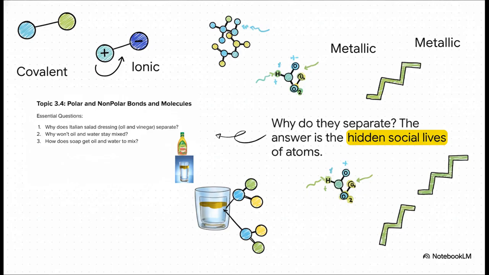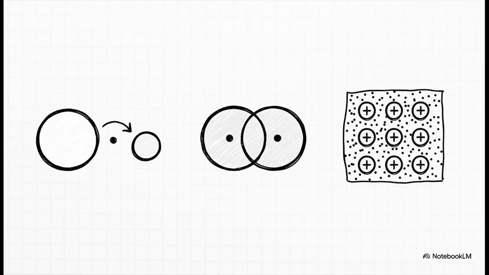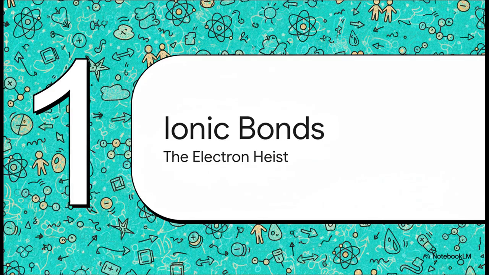It all comes down to the tiny electrons and how different atoms decide to handle them when they form relationships. And it turns out, atoms basically have three main relationship strategies. Think of it like this. They can either give and take, kind of like a heist, they can share, or they can just throw all their stuff together and live in a big commune. And each of these strategies creates a totally different kind of bond, with completely different results for us in the real world. Okay, let's start with the most dramatic one of all, the electron heist.